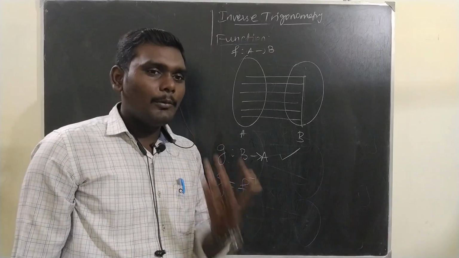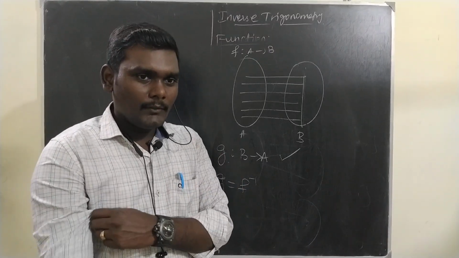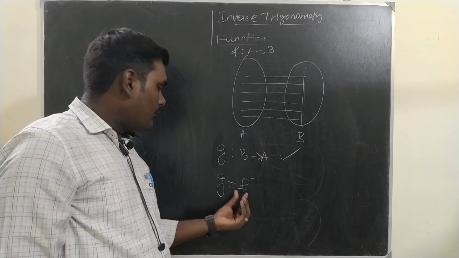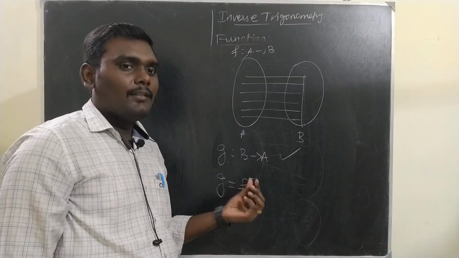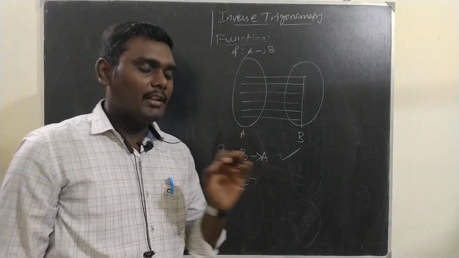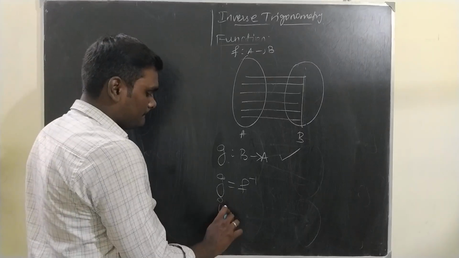Say yes or no, open your mouth and answer. If an inverse exists for a function, we call that function invertible. How do we call it?